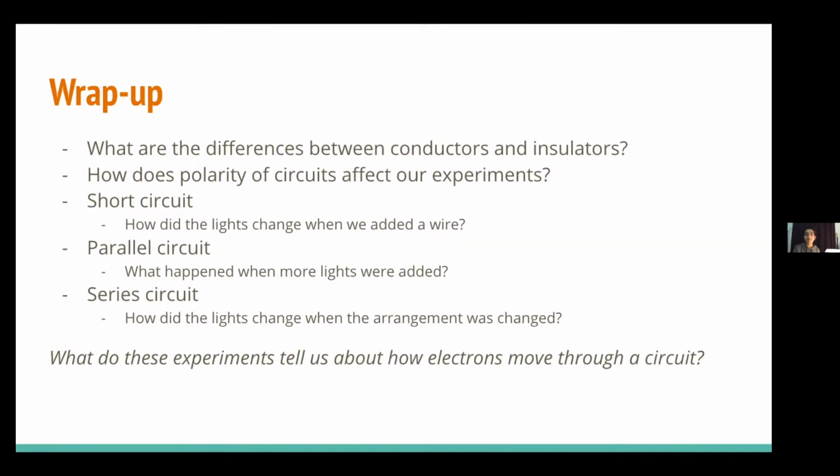Same brightness? Yes, exactly. So yeah, in parallel circuits, when we use LED lights, the brightness is the same. It doesn't affect the brightness in any way. Whereas in series circuits, like we saw, adding more lights to the circuit made it dimmer, it lowered the brightness. And so put together, what do these experiments tell us about how electrons move through a circuit? What do you guys think? And if it helps, you guys can think about the go-kart example as well.